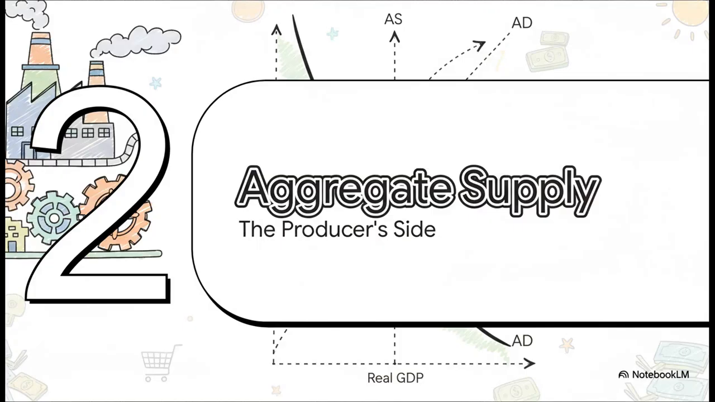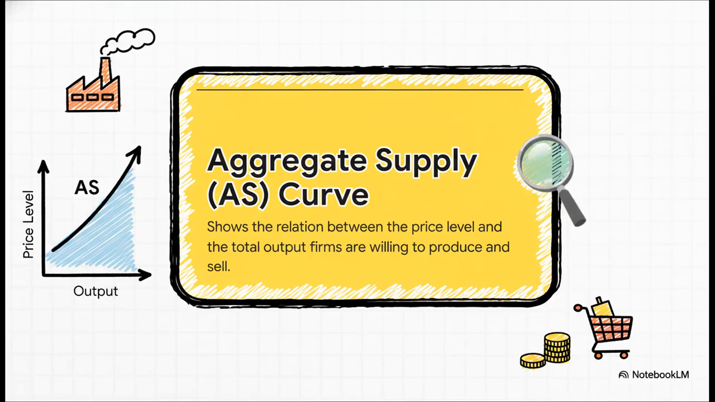Okay, so that's the buyer's side of the story. We've got that down. Now let's flip the coin and look at the other side, the producers. We're talking about all the businesses, the factories, the companies actually making all the stuff we want to buy. This is aggregate supply. And here is its counterpart, the aggregate supply, or AS curve. This shows us the total amount of output the entire economy is willing and able to produce at different price levels. And you'll notice right away, unlike the demand curve, this one slopes upward.